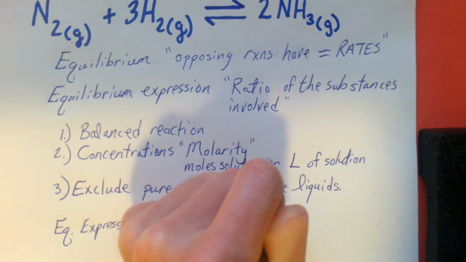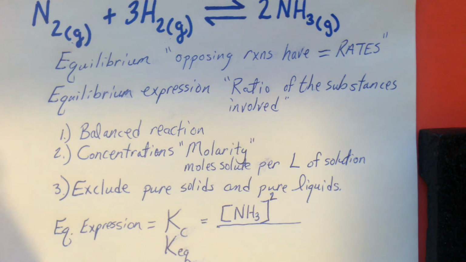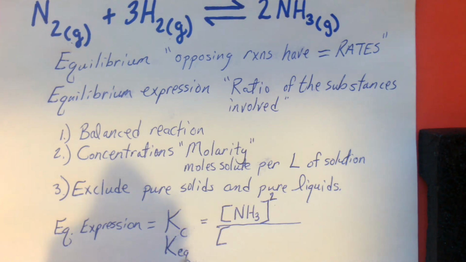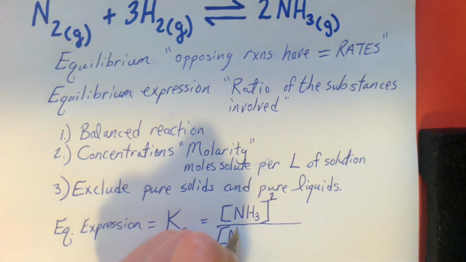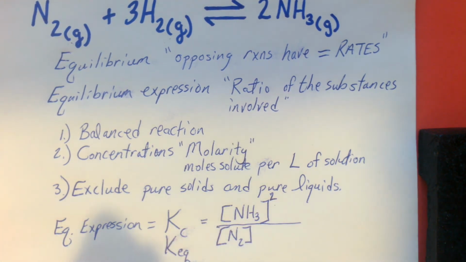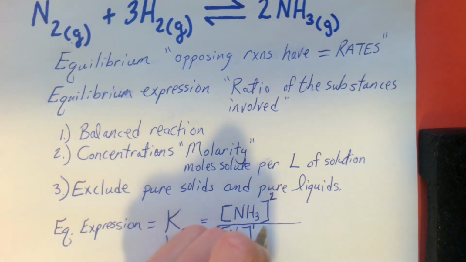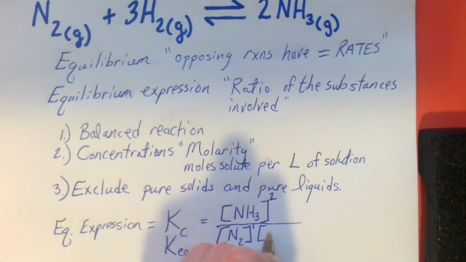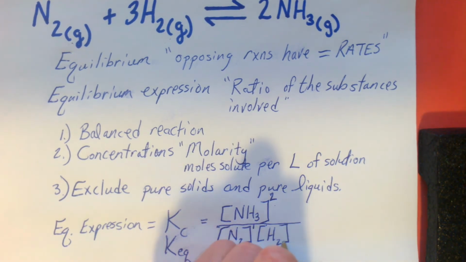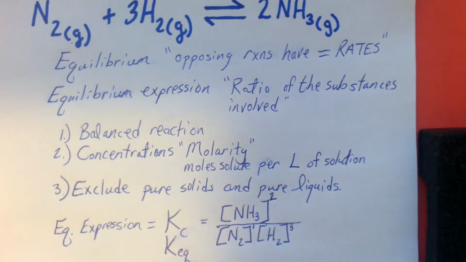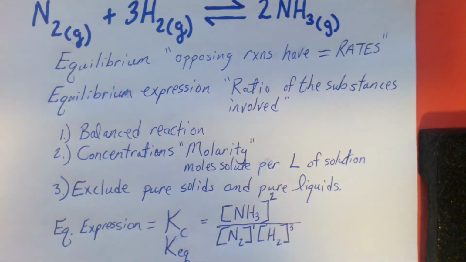And we use the coefficient from the balanced equation as our exponent, over the concentration of our reactants. So it's always going to be products over reactants. Here we have N2, the concentration of it, and its stoichiometric coefficient is just 1. So if you wish to put it there, you can. And then the hydrogen gas concentration with an exponent of 3. So that is what we define as our equilibrium expression.